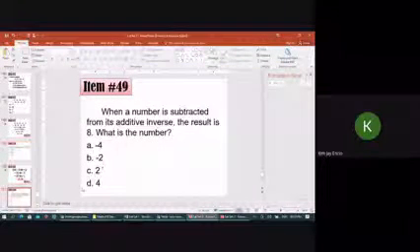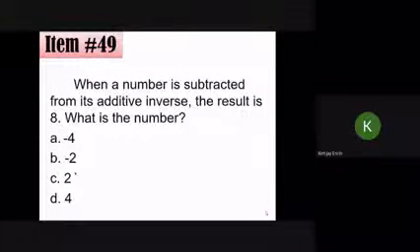Okay, let's go to the next one, number 49. When a number is subtracted from its additive inverse, the result is 8. What is the number? -4, -2, 2, or 4? What do you think?